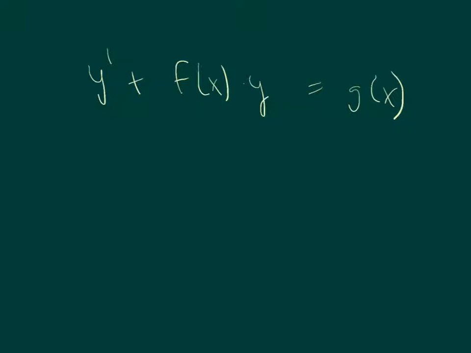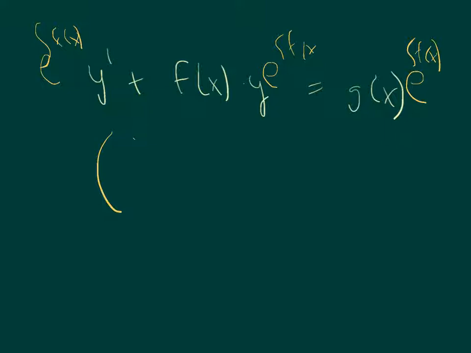So in general, if I've got a differential equation of this form, I could multiply everything by e to the integral of f of x. Because that will make it so that this left side is then the derivative of y times e to the integral of f of x. Because once I take the derivative, I end up with this coefficient of f of x.